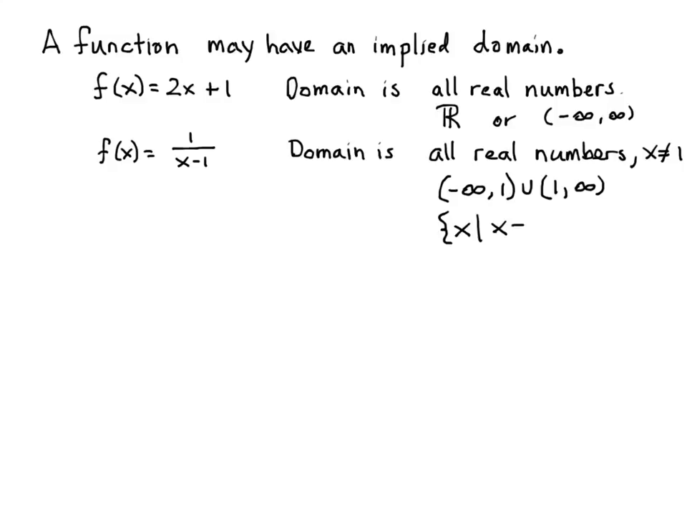But there's another way to write it, and I'll give you a few examples of this before I really tell you what's at the core of this. Okay, so we can say this is the set of x such that x does not equal 1. That's the way that reads.